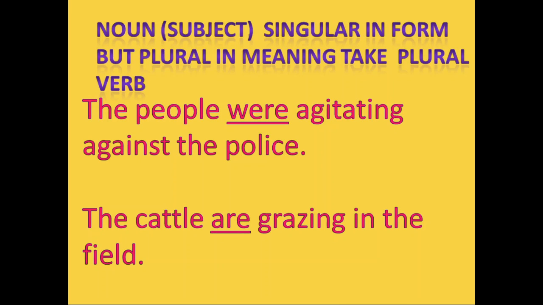When the subject is singular in form but plural in meaning, take a plural verb. So, here the people were agitating against the police. In this sentence, people is singular in form but it is plural in meaning. So, we have to use a plural verb were. The cattle are gazing in the field. Again, the cattle is a subject which is singular in form but plural in meaning. So, we use a plural verb are.